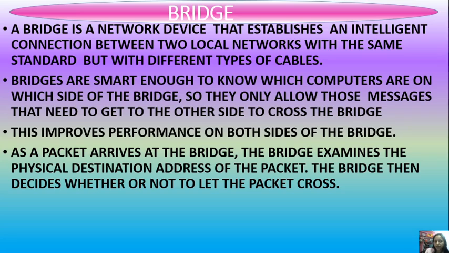Fourth point, as a packet arrives at the bridge, it examines the physical destination address of the packet. Packet, we can say that message or piece of message. So as this packet or message arrives at the bridge, it first checks or examines the physical address of destination PC. The bridge then decides whether or not to let the packet cross. So these are the concepts here.